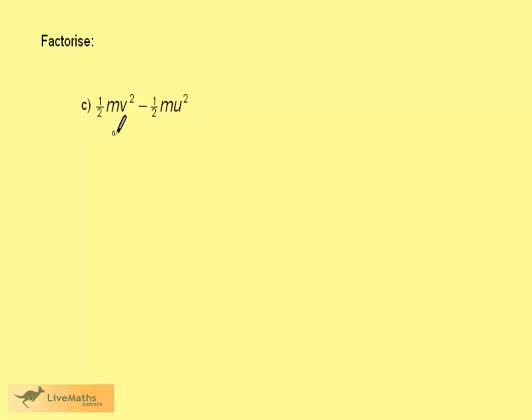We now have a half m times v squared, take away a half times m times u squared. So we have a half times m times v squared, take away a half times m times u squared.